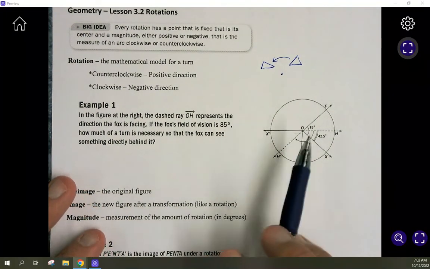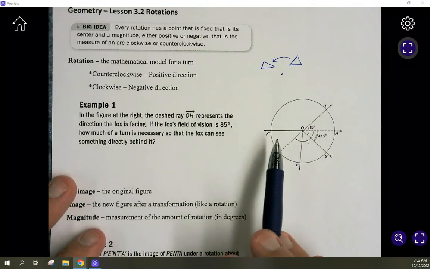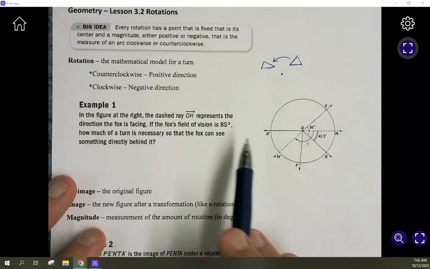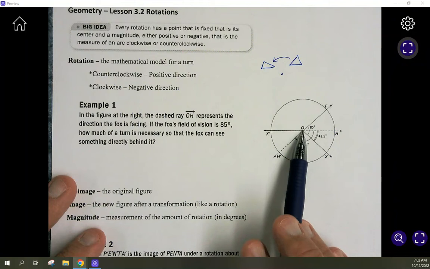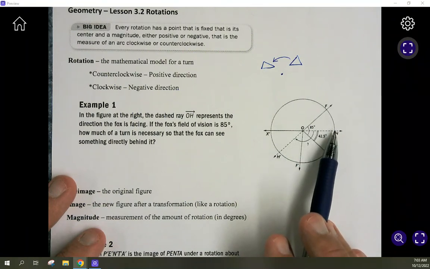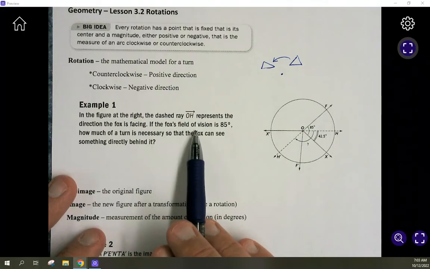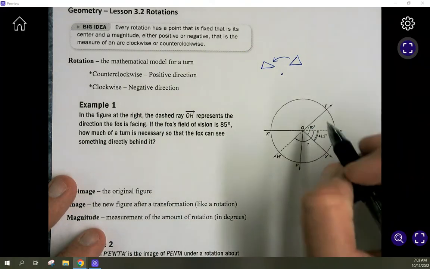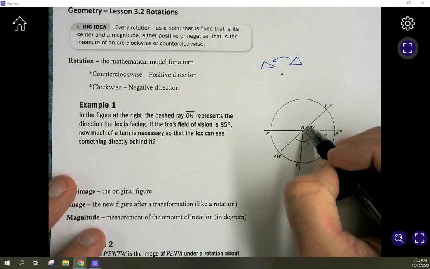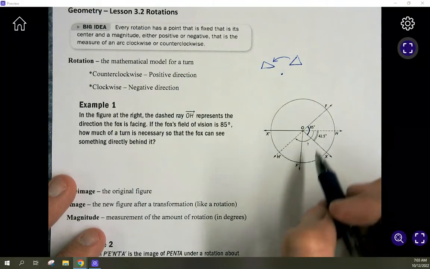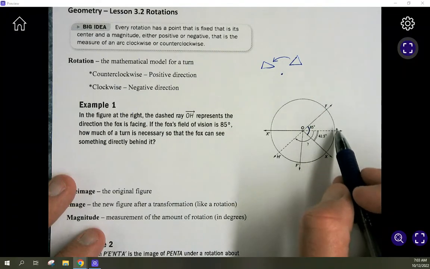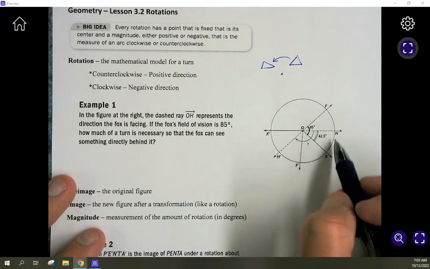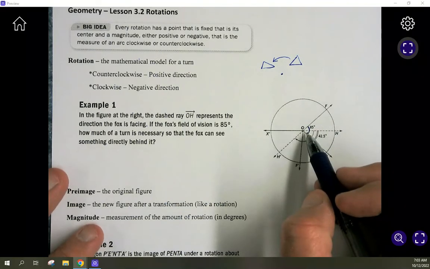Okay, example number 1. Figure at the right, we have the dashed ray, OH. You notice it right here. That represents the direction the fox is facing. So we've got the fox at O. It's looking this direction towards H. If the fox's field of vision is 85 degrees. So we've kind of got a lot of arcs going on here. I want to make sure we understand what each one is. That's 85 degrees. They're calling that the field of vision, meaning the fox is looking this way and it can see this far. Okay, because its field of vision lets it see a little to the left, a little to the right without turning its head.